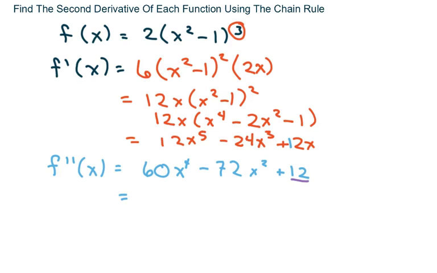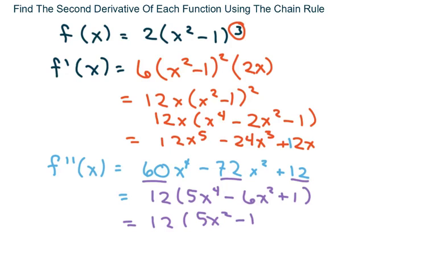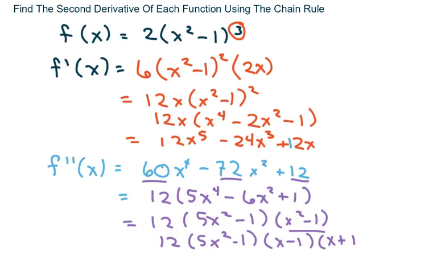You notice that all of these terms can be divided by 12. So pull out the 12, and then you'll get 5x to the 4th minus, what is this, 6x squared plus 1. And now when we factor, we're going to get 5x squared minus 1 times x squared minus 1. And if you want to factor completely, see 5x squared minus 1. This one right here would be x minus 1 times x plus 1. Always practice your factoring skills because you're going to need them when we get into more complicated problems.